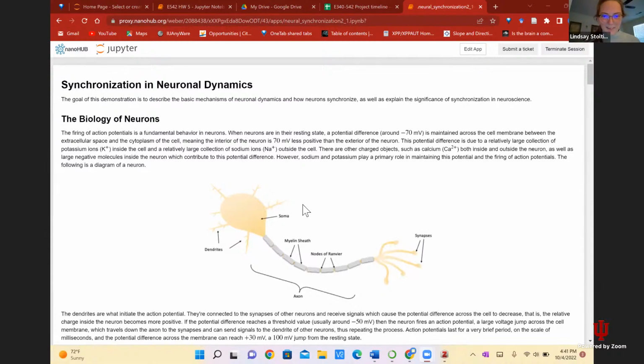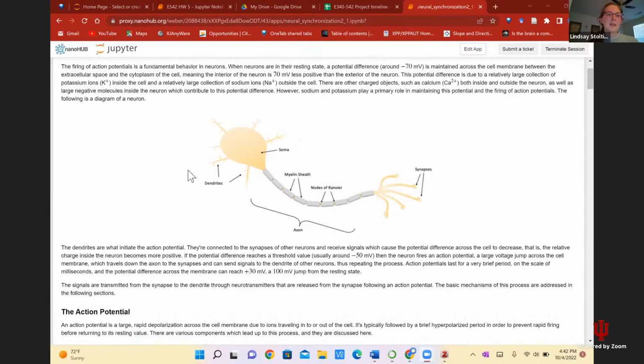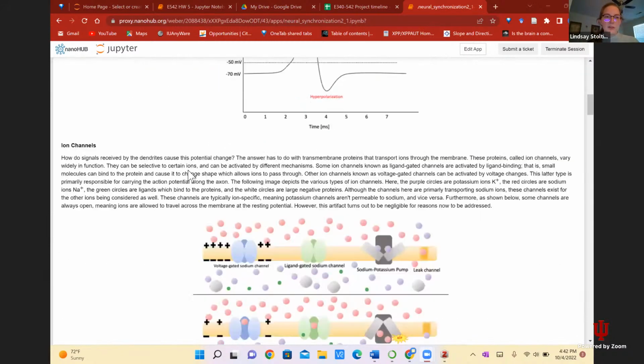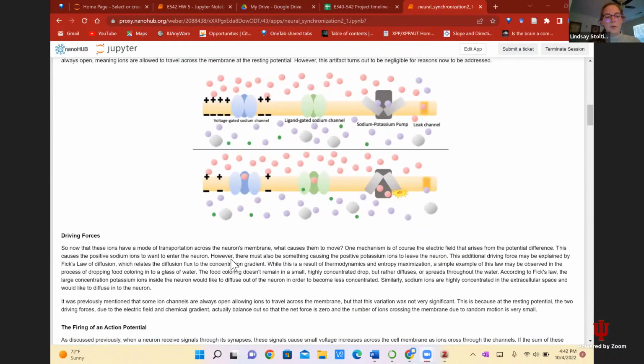But we've talked about all this. So anyway, our nanoHUB app was the synchronization in neural dynamics one, where the goal is to give a general overview of how neurons generate synchronized patterns versus unsynchronized patterns, and what that means in terms of the mathematics of these types of models. It starts off very basically building up the biology of neurons, how they generate action potentials, and the types of ion channels they employ, and how those work.